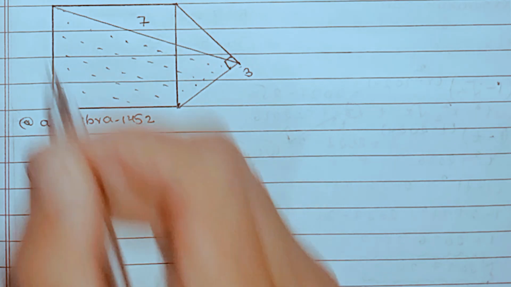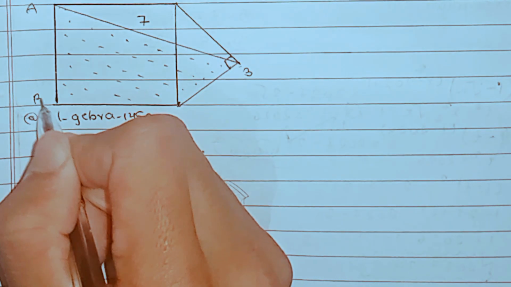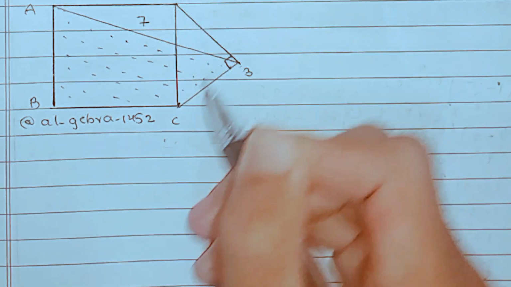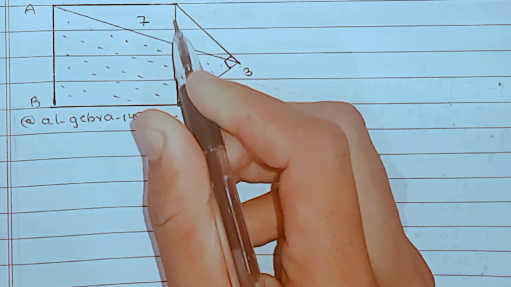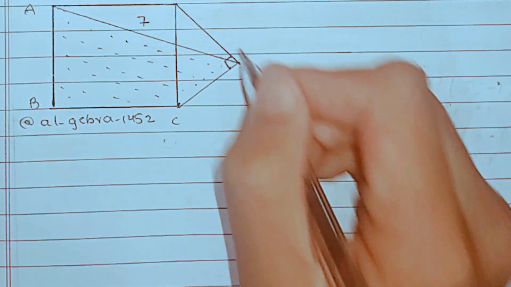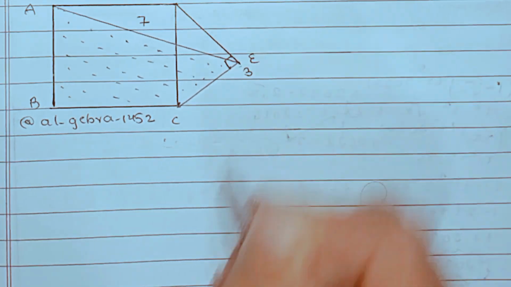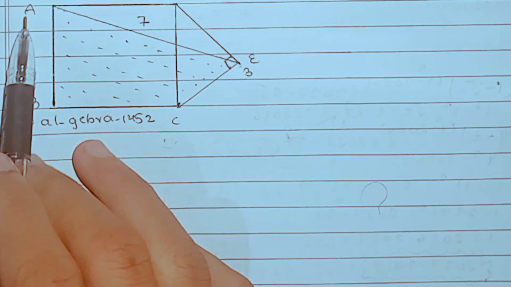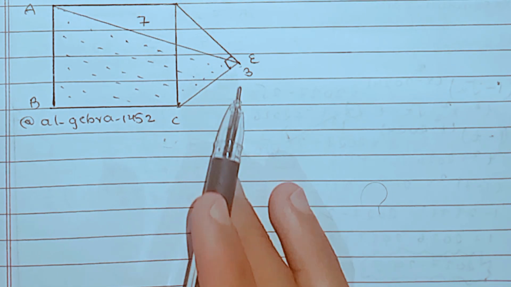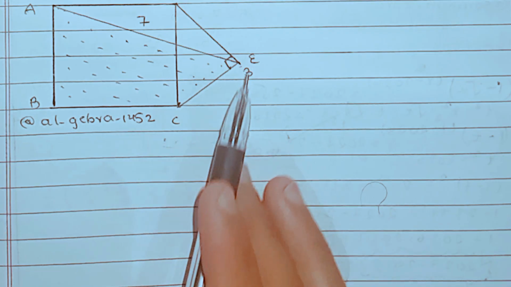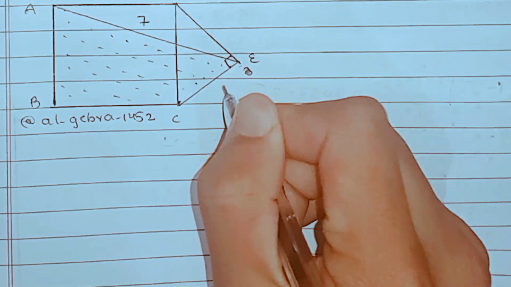We have a square ABCD, and using the base CD, we have a triangle EDC. The length of AE is 7, and the length of CE is equal to 3.